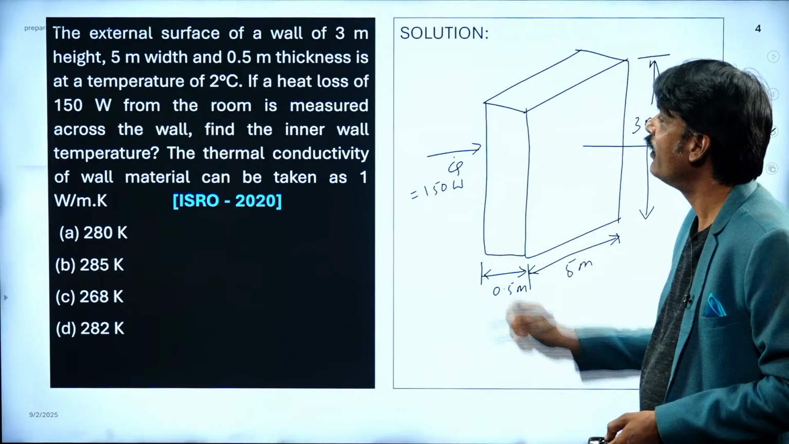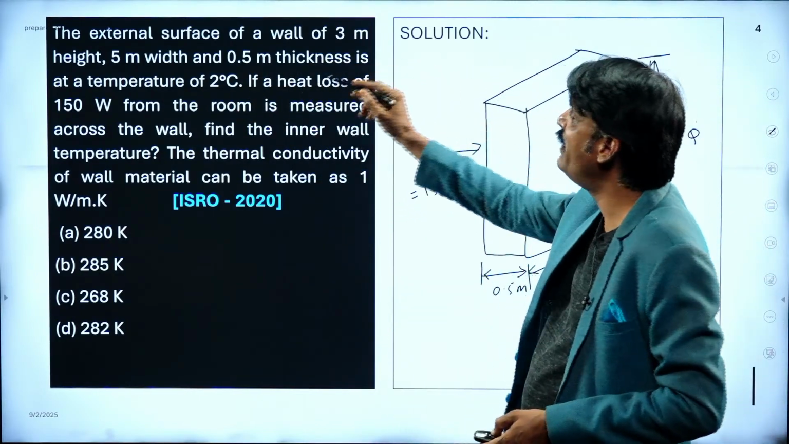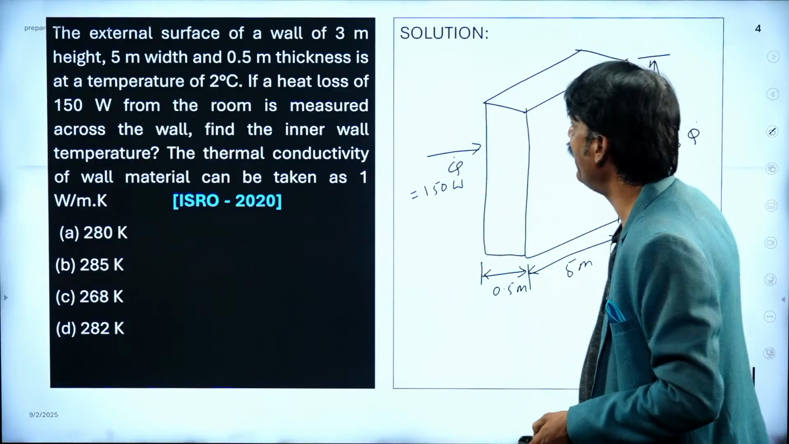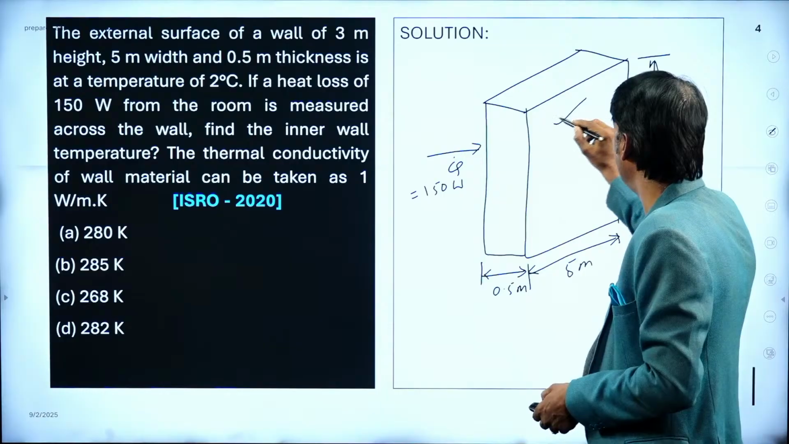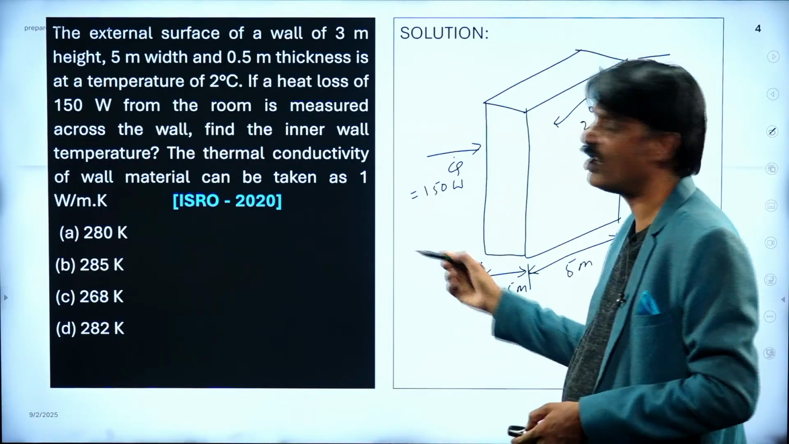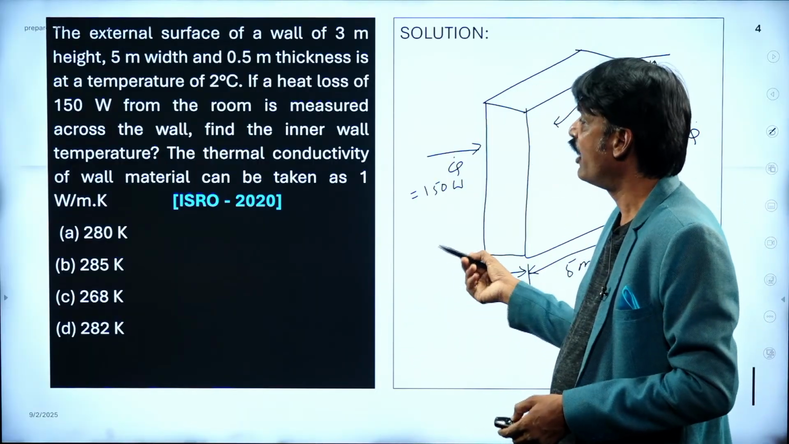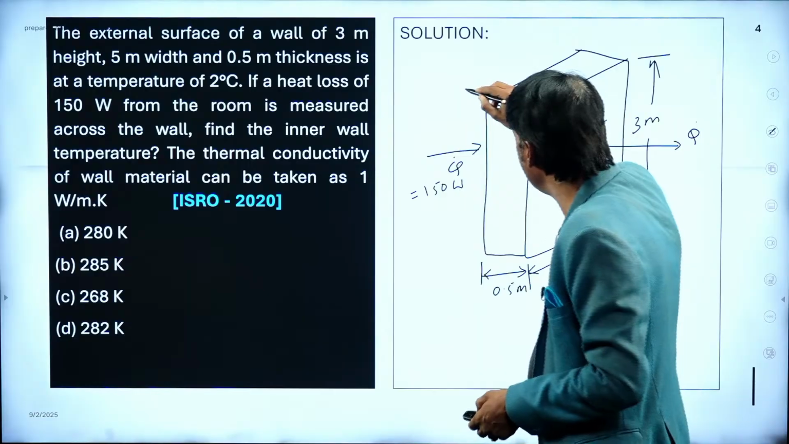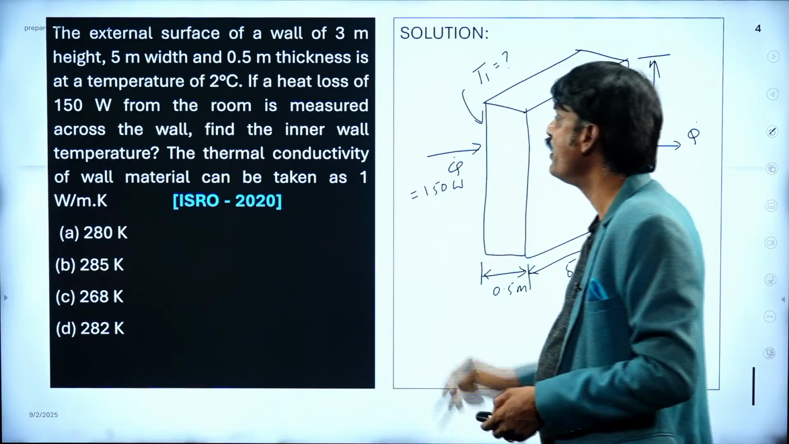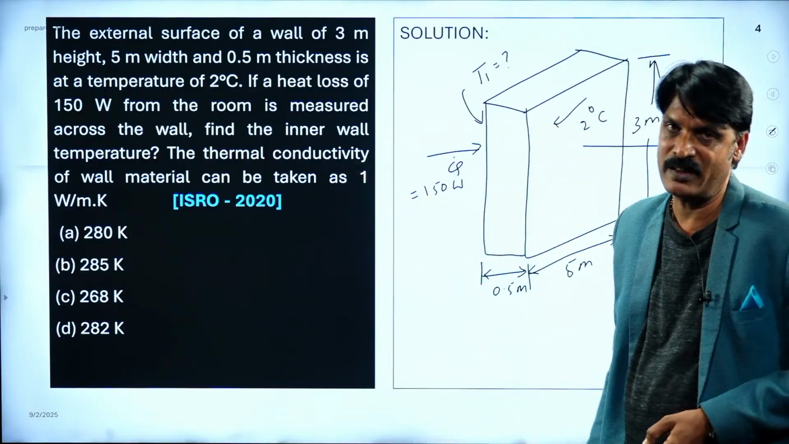And then he has given the temperature. The external surface of the wall, 3 meters height, 5 meters width and 0.5 meters thick, is at a temperature of 2 degrees centigrade. If the heat loss is 150 watts from the room across the wall, find the inner wall temperature. He is asking what the temperature of this surface is. If I call it T1, the thermal conductivity of the material is given as 1 watt per meter Kelvin.